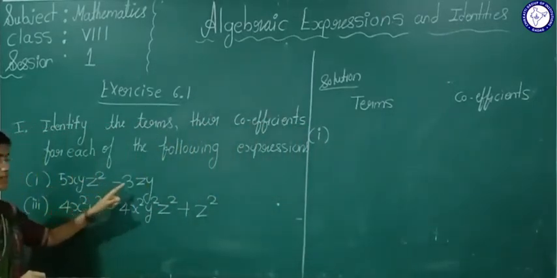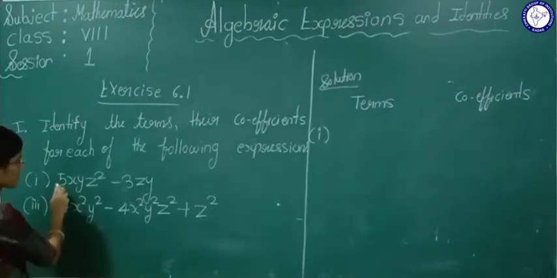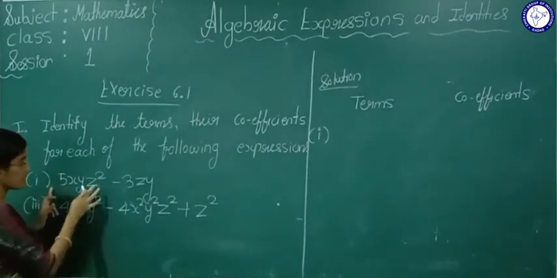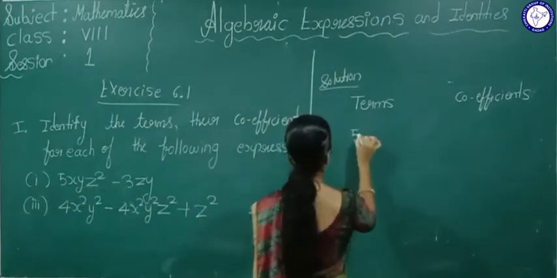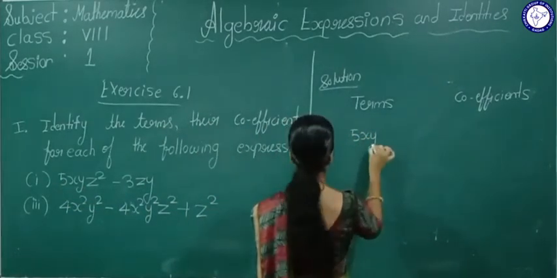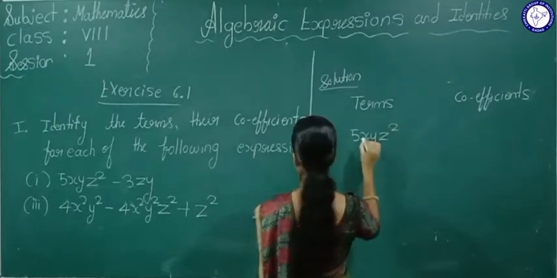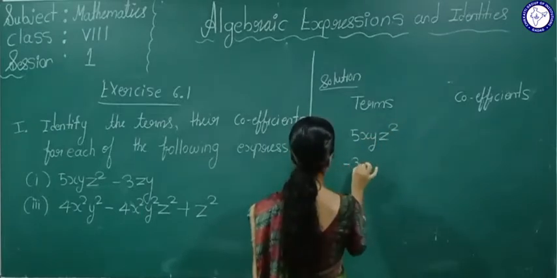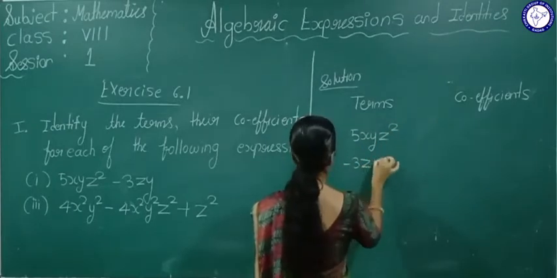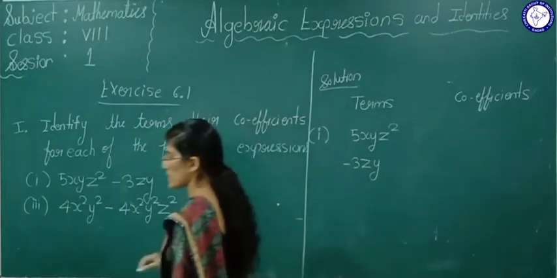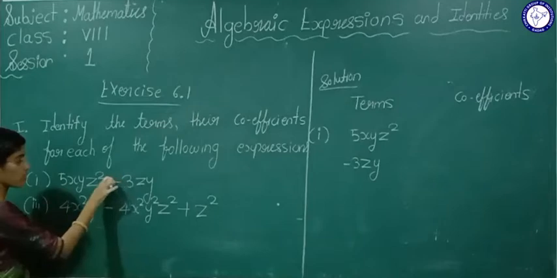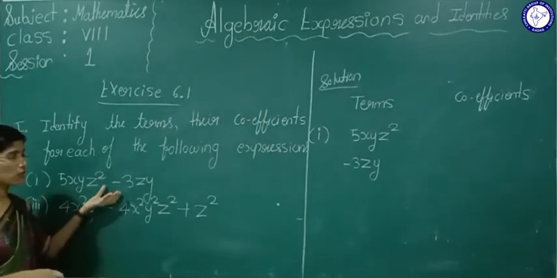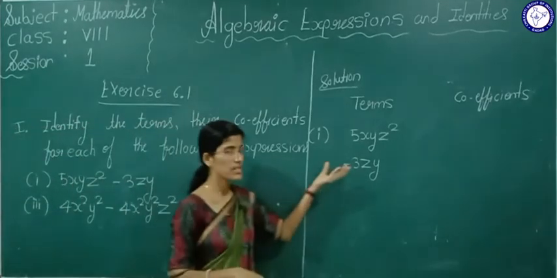5xyz square minus 3zy. This is an algebraic expression. How many terms are there here? 2 terms are there. Which are those? 5xyz square is one term and one more term is minus 3zy. See here, students, 2 terms are there, but many students are not writing this minus. You have to write minus 3zy.